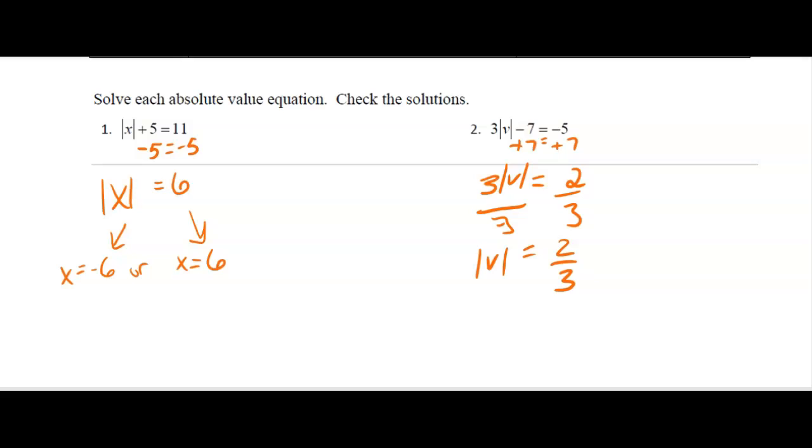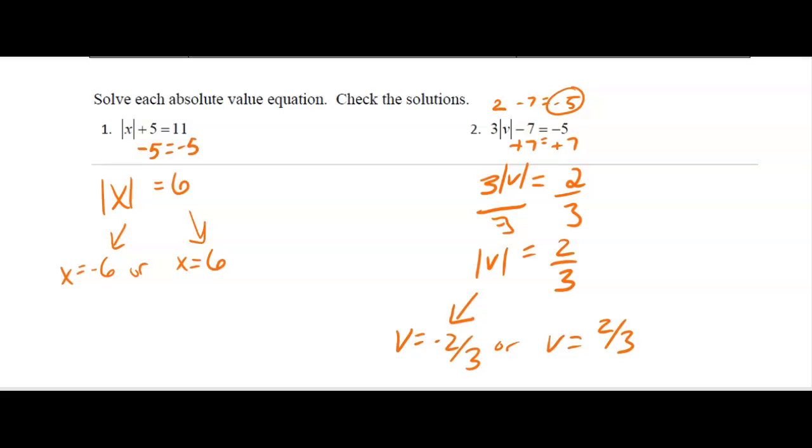Does that check? Yeah, it will. Okay, remember you have to do your additional step, because there's 2 answers to an absolute value, both the positive and its opposite. So V could equal -2/3, or V could equal +2/3. Those will both work because the absolute value of positive or negative 2/3 is, of course, 2/3. 2/3 of 3 is 2 minus 7. You can get a -5.